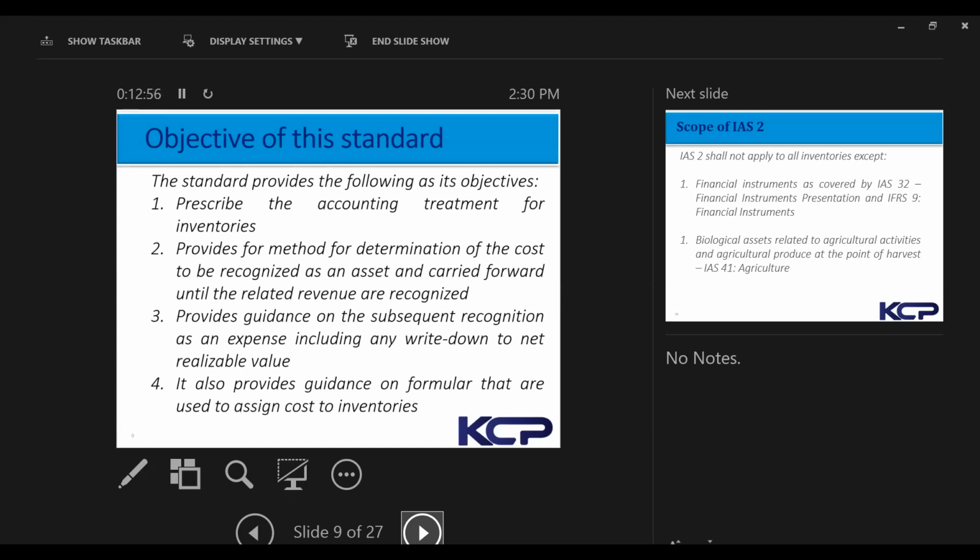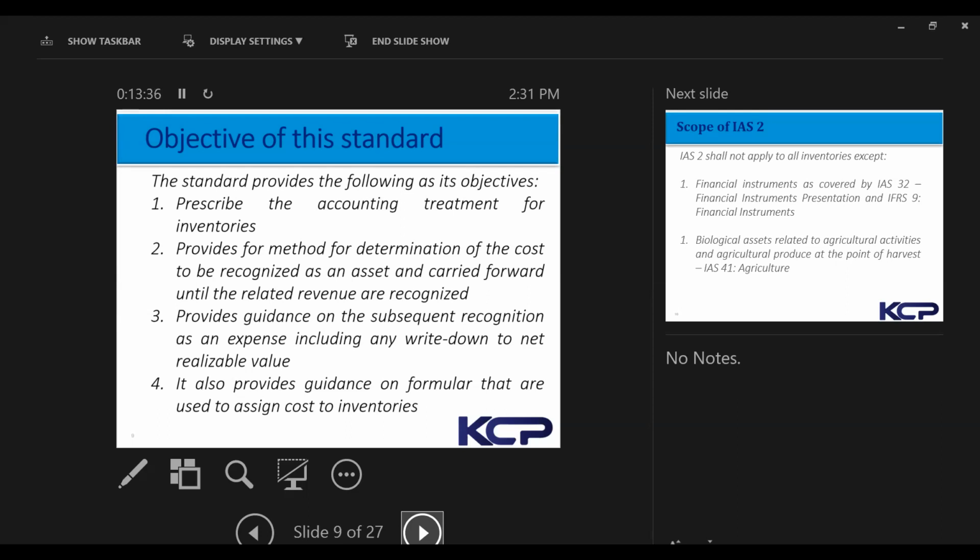One, prescribe the accounting treatment for inventories. So everything that is within the scope of IAS 2 is provided for within the standard. How do you report? At what time do you record expenses? How do you recognize the cost of an inventory? What will be the recognition criteria? What is the measurement criteria? How do you disclose it? Everything is embedded in various accounting treatments, right?